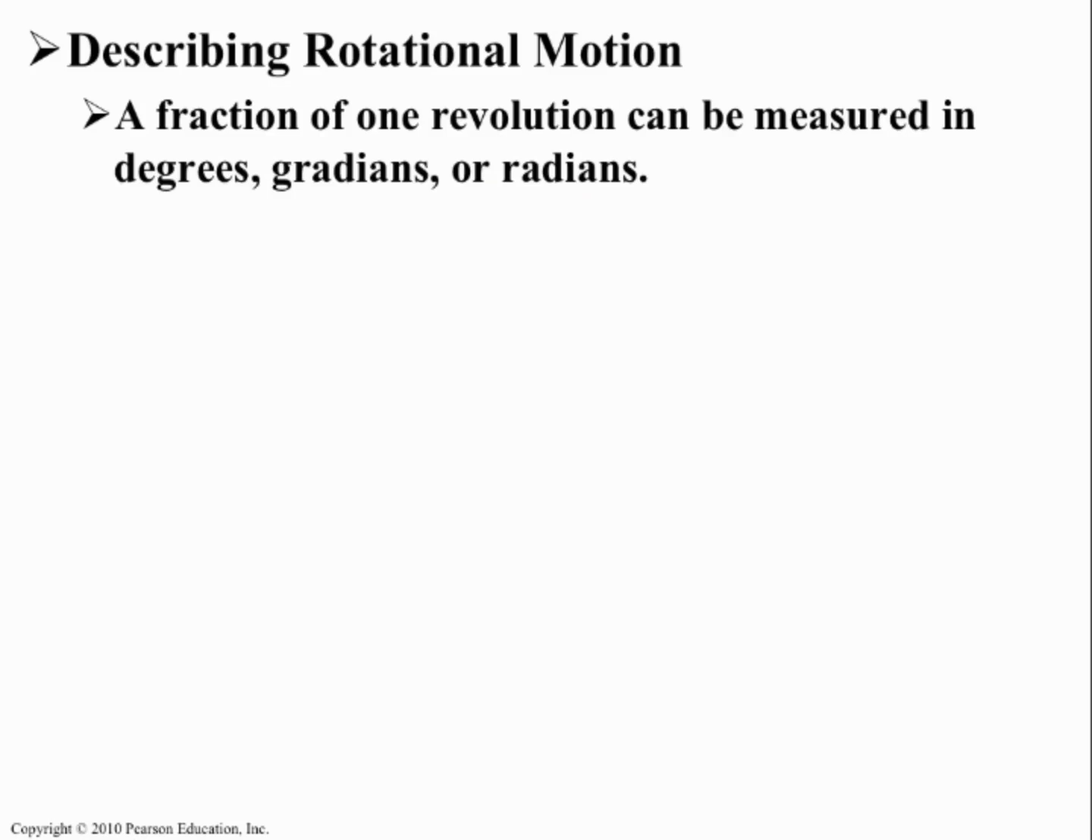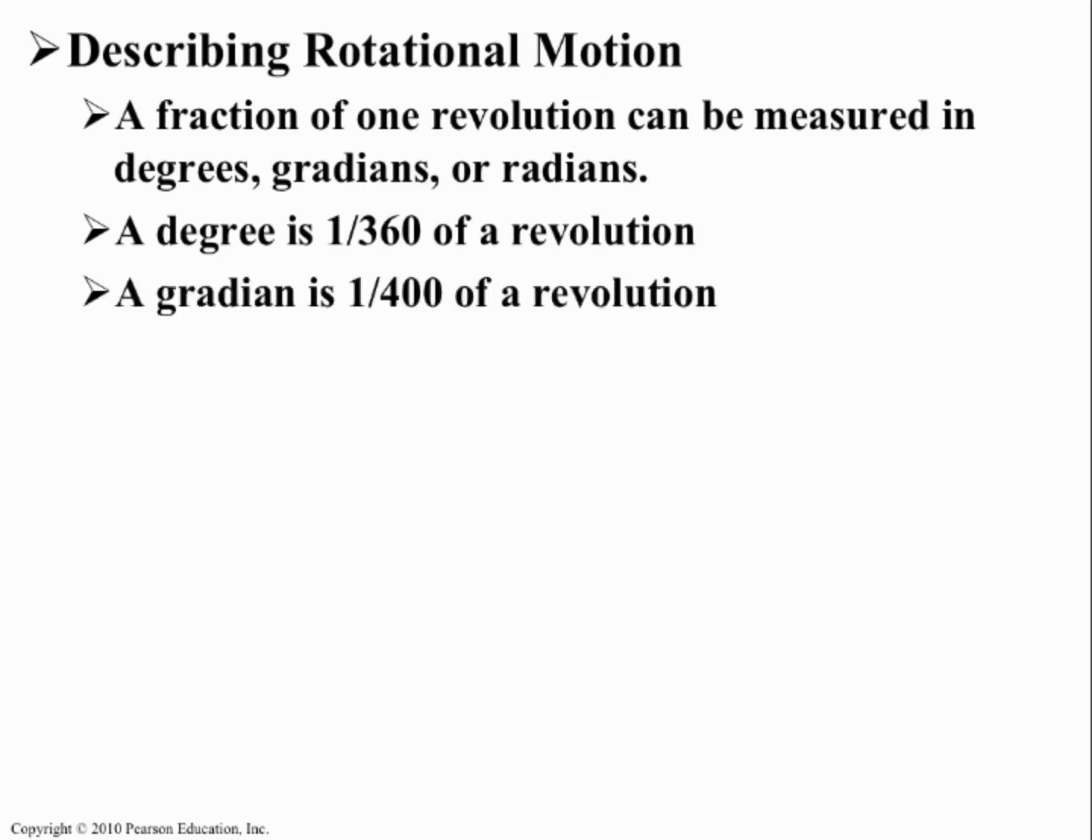A fraction of one revolution can be measured in degrees, gradients, or radians. Now, you're most familiar with degrees. A degree is 1/360th of a revolution. That's why there are 360 degrees in a circle. A gradient is 1/400th of a revolution, and that's a system that is not commonly used. A radian, this we will definitely use. A radian is 1/2π of a revolution. All right, so let's look at what a radian is.